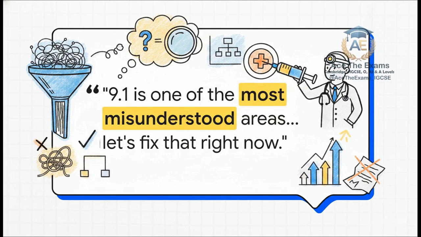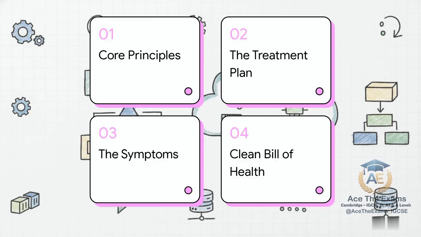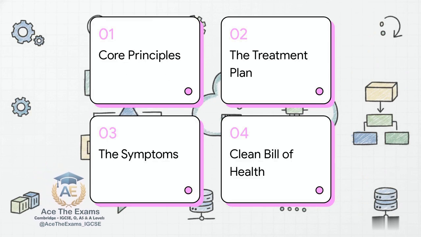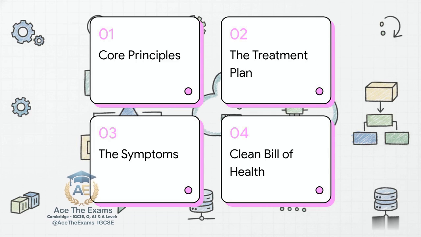We are going to break down the specific assessment objectives that Cambridge uses behind closed doors, and I'll show you exactly how to structure your answers so that the examiner literally has no choice but to award you maximum points. Here is our rapid-fire roadmap for today's diagnostic clinic. First up, we'll cover core principles. Second, we'll introduce the treatment plan. Third, we're examining the symptoms. And finally, we will wrap up with a clean bill of health.